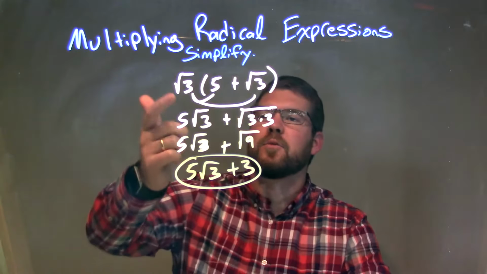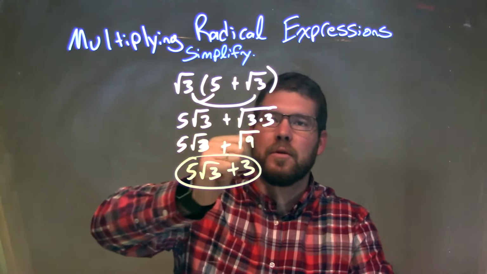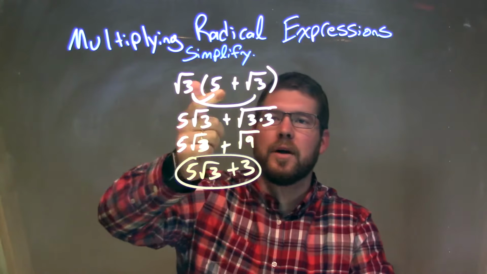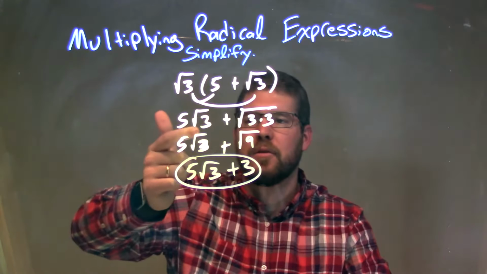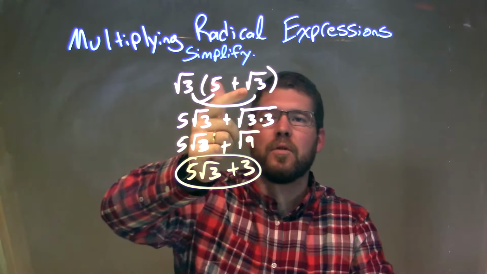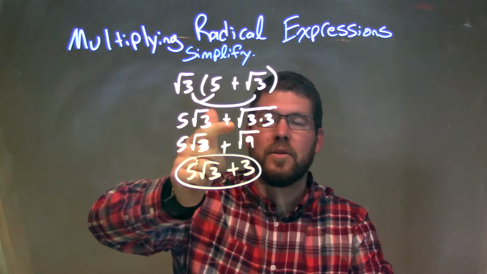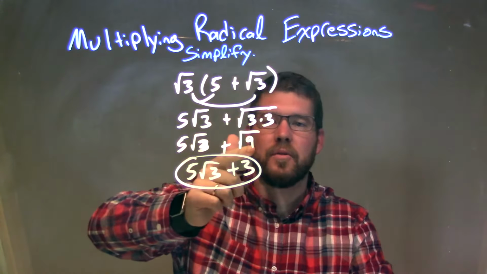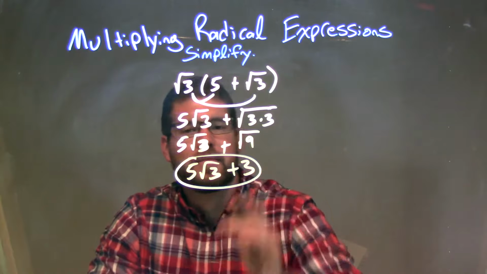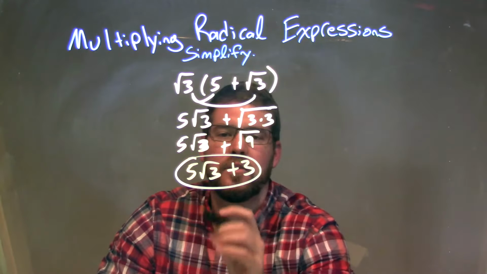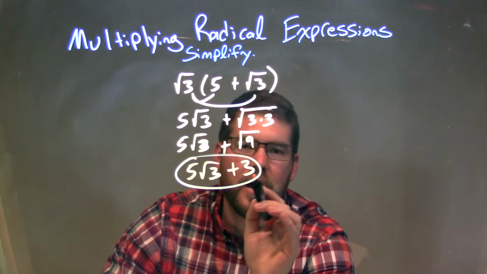So let's recap. We're given square root of 3 times parentheses 5 plus square root 3. I distributed the square root of 3 and multiplied to both parts there. 5 times square root 3 is just right there. And then the square root of 3 times square root 3 is the square root of 3 times 3, which comes to square root of 9. Square root of 9 is just 3. So again, our final answer here is just 5 times the square root of 3 plus 3.